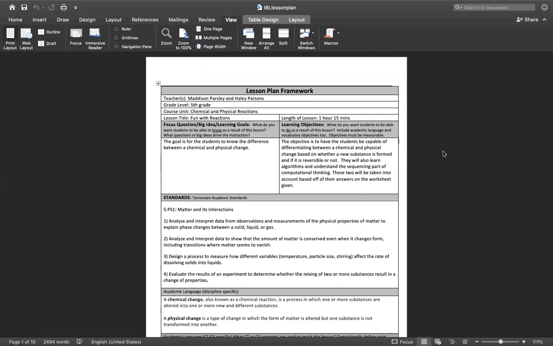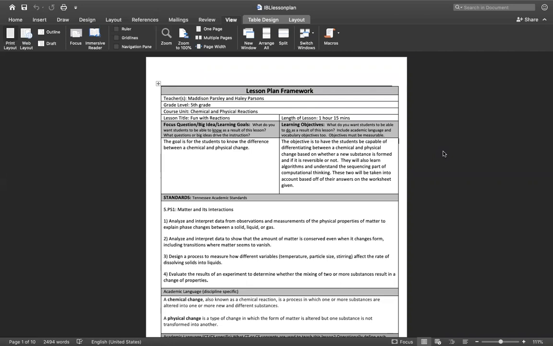So we decided to do fifth grade science over chemical and physical reactions. The title is Fun with Reactions, and it should be about an hour and 15 minutes long. In this lesson, we decided to piggyback over a lecture lesson that was taken the day before. Basically, this is just going to be a more hands-on activity rather than just us feeding them information.